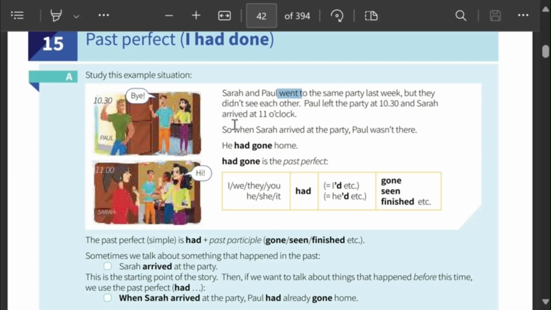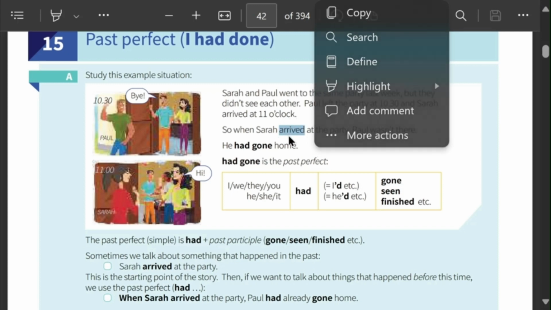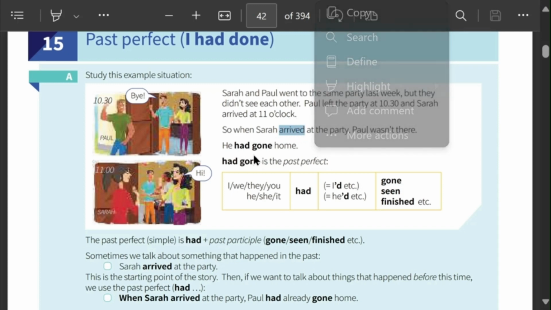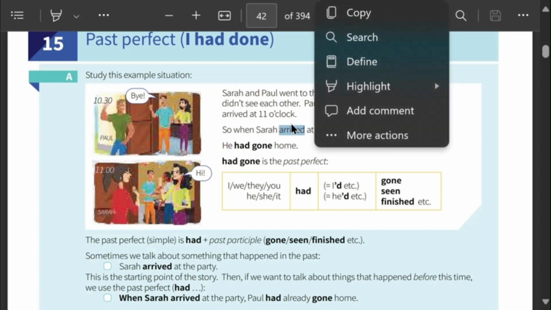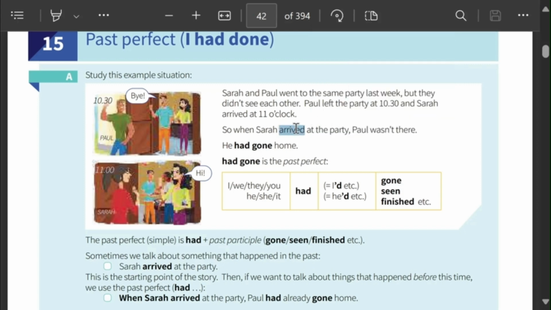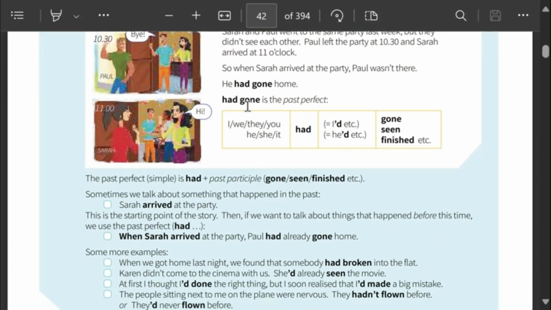Okay? So when Sarah arrived at the party, Paul was not there, right? He was not there. So he had gone home. He had left. He had gone home. You see, you use past perfect here to say you're talking about something that happened before Sarah arrived. So this is in the past. So this is something that happened before the past. Right? Okay. So had gone is the past perfect.